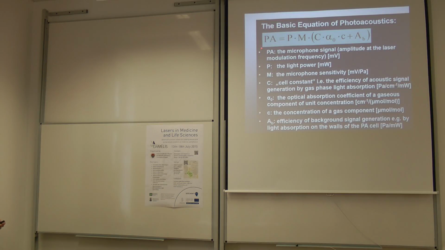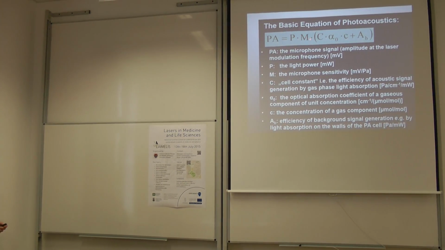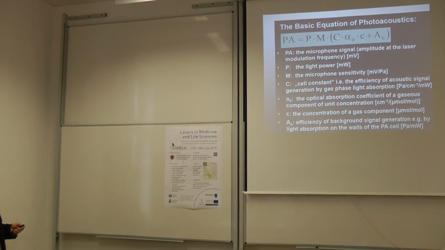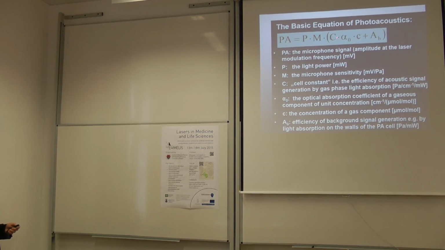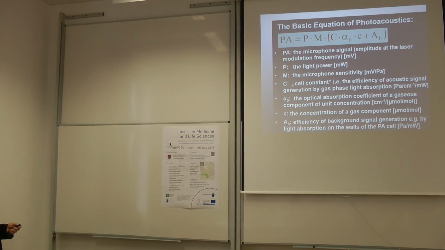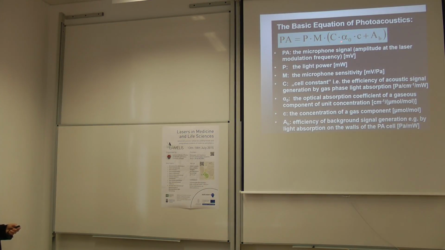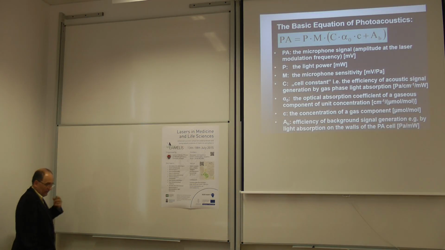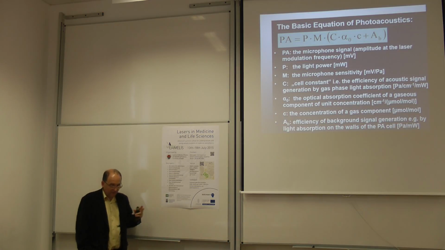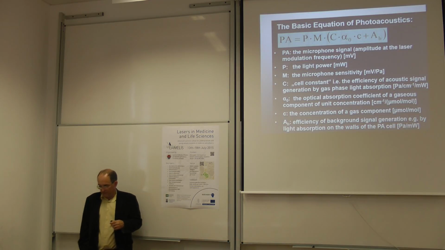So as you can see, the photoacoustic signal is really proportional to the concentration. It's better to use higher light power. It's better to use a more sensitive microphone. It's better to use better cell construction, and it's preferable to operate the system at a strong absorption line. And all these together will define the photoacoustic signal. So a very simple expression.